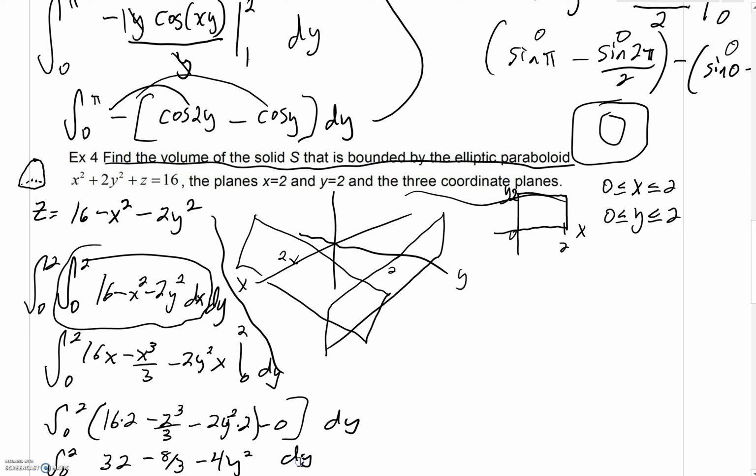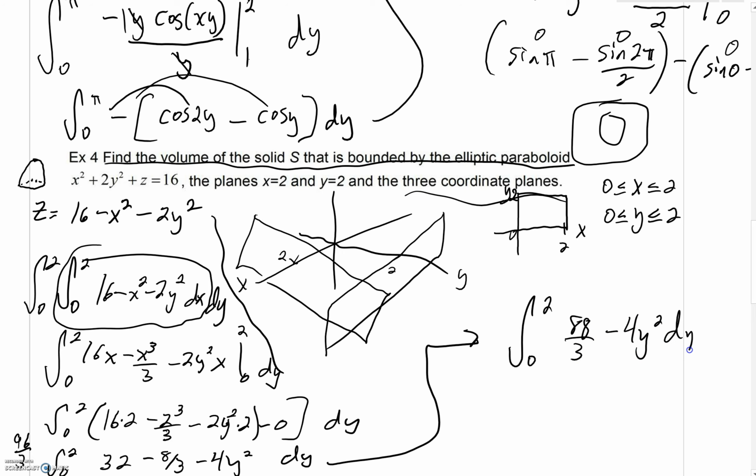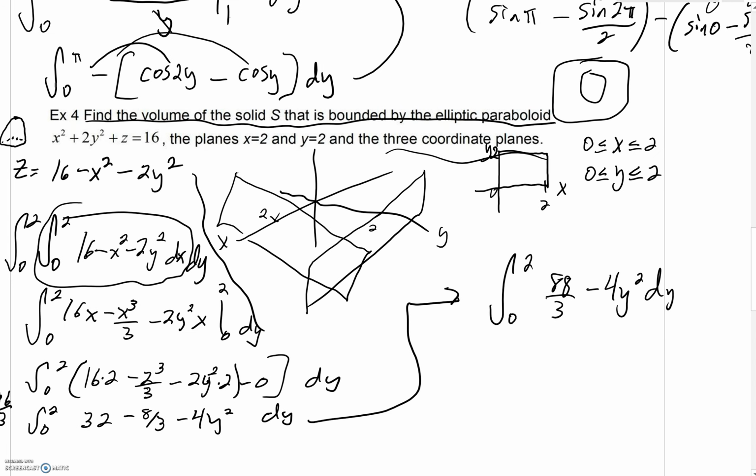And 32, if we get a common denominator over 3, that's 96 over 3. 96 minus 8 is going to be 88. So as we combine those two, that's 88 thirds minus a 4y squared. And guys, here we go again. At this point, thankfully, this is a problem from Calc BC, and in fact, the easiest early part of it, learning how to do fundamental theorem problems.